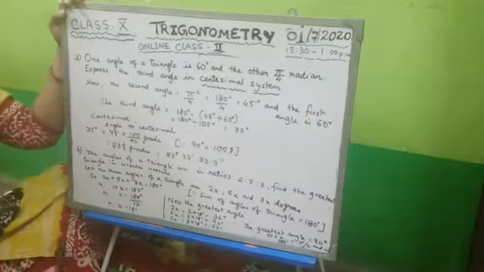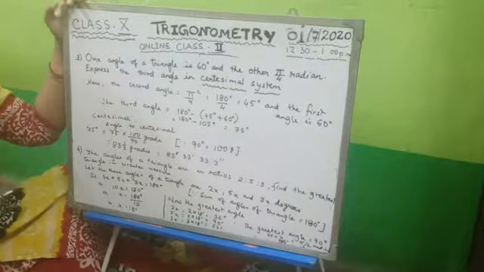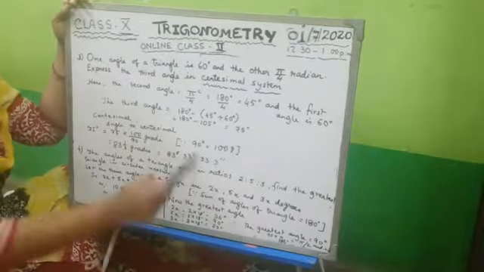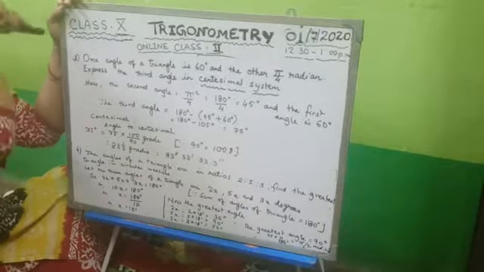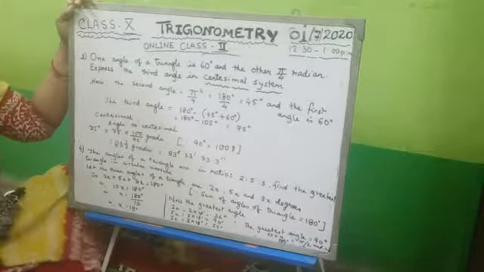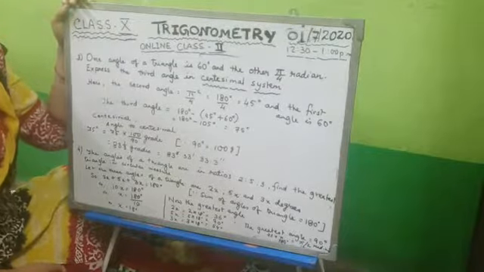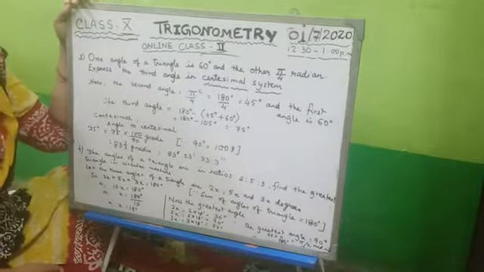You have learned the sexagesimal and circular values, and now I will teach you the centesimal system. Centesimal, from the word centi, what does it mean? It means 100.